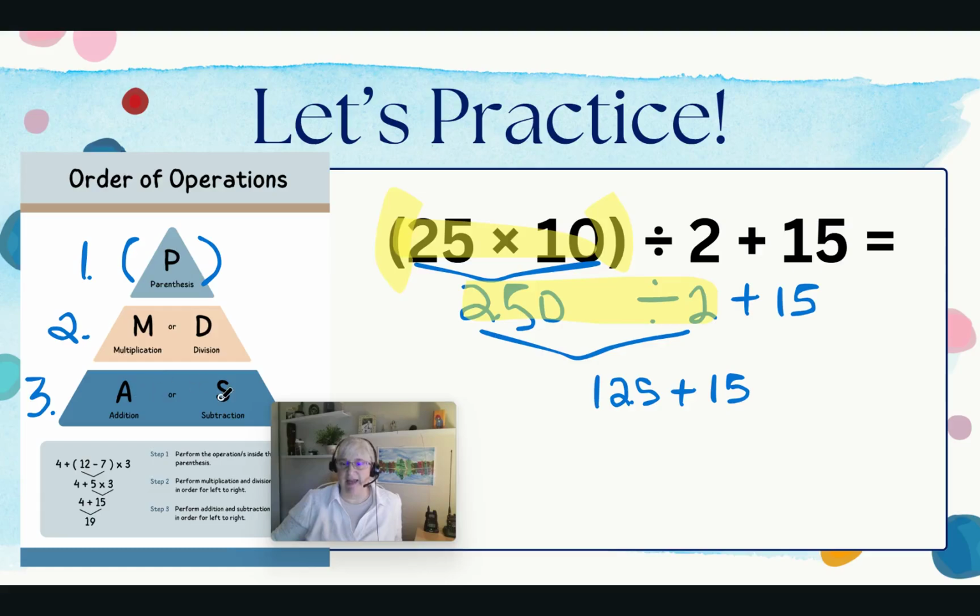That's what the A and the S stand for. Yeah, there's addition right here, and there's only one left. 125 plus 15 is 140. That's the answer to this expression. Now, what I've written here is called showing my work. When you turn in your work, I want you to show your work. You need to write out the steps as you do it.